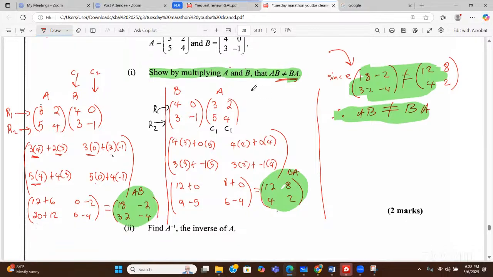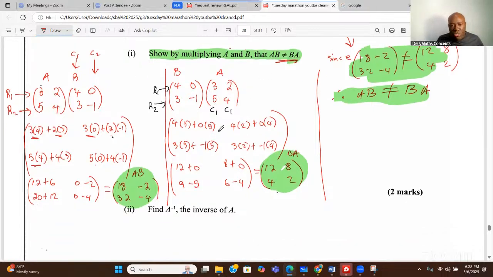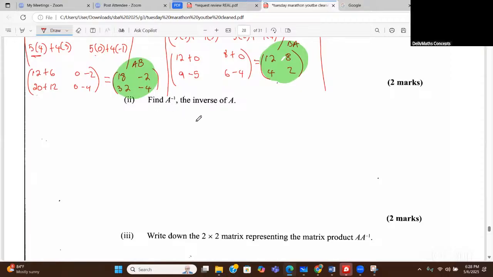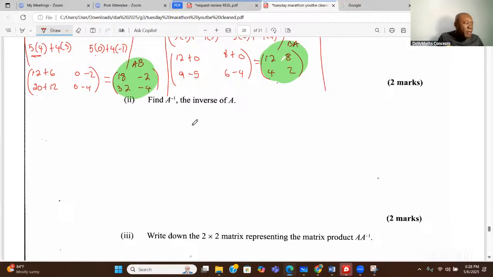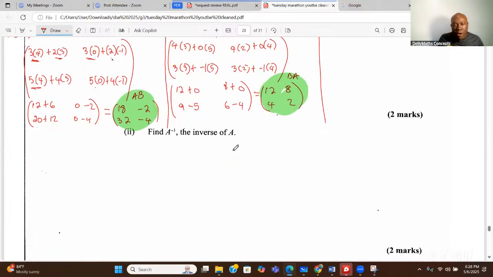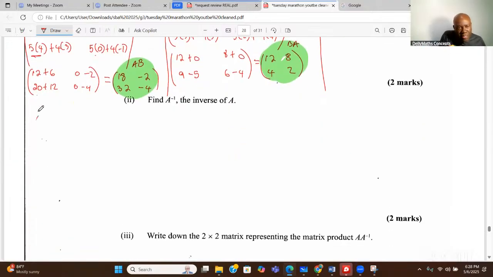All right, so that is just the first part. Let us get into the other part. This says, can you find the inverse of A? Not a problem. To find the inverse of A, what we need to do is grab that A matrix. So it's 3, 2, 5, 4. I'm going to write it somewhere here. This is the A matrix. It's 3, 2, 5, 4.